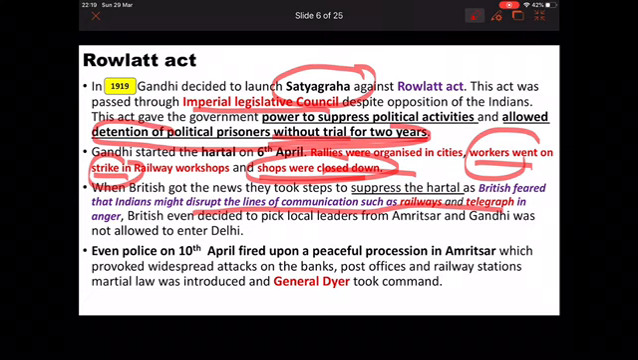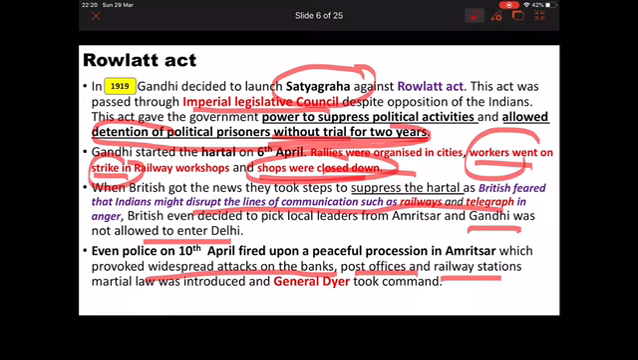So the British even decided to pick up the local leaders from Amritsar, and Gandhi was not allowed to enter Delhi, because they identified that Gandhi was the leader who had organized everything, and people were acting on his advice or orders. So naturally, on 10th April, there was a peaceful procession taking place in Amritsar. Suddenly police fired on that peaceful procession, and the firing provoked widespread attacks on the banks, post offices and railway stations.